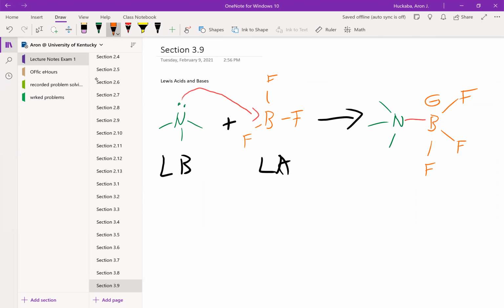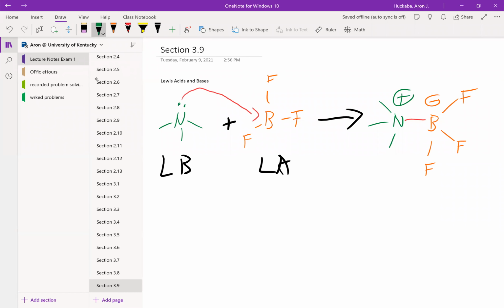Where now, because the boron has accepted electrons, it's now negative, and the nitrogen is now positive. And that's basically all there is about Lewis acids and Lewis bases. Instead of talking about protons, now we're talking about electrons.